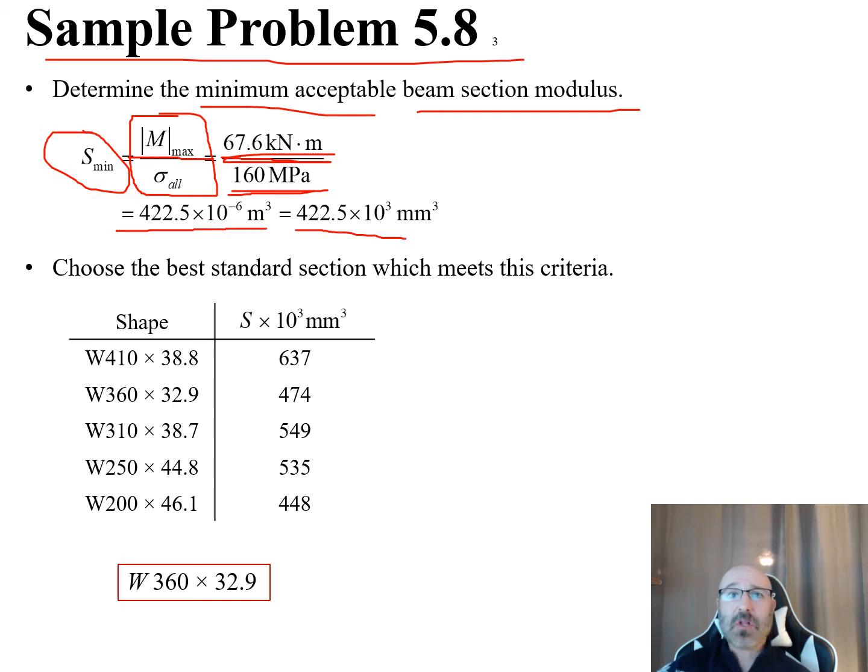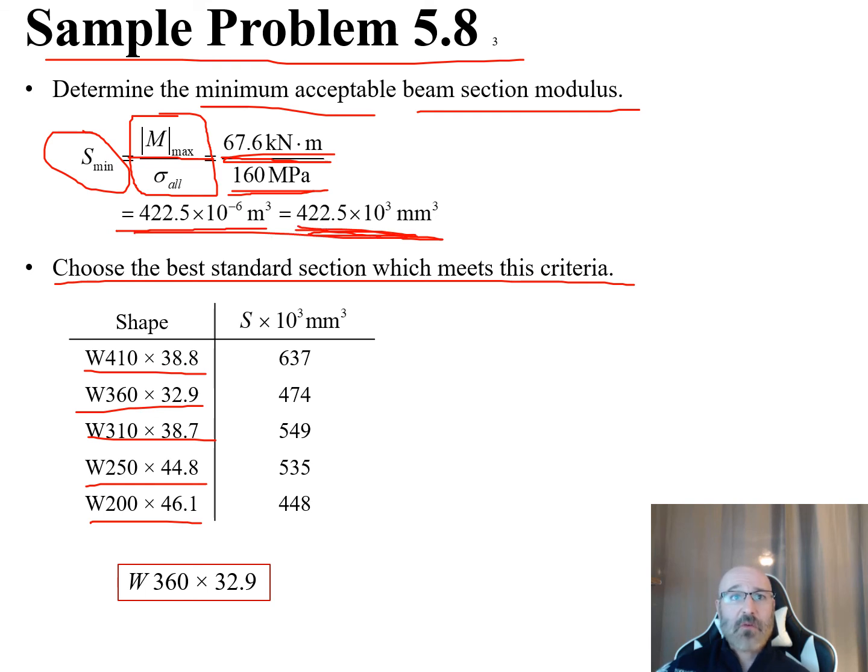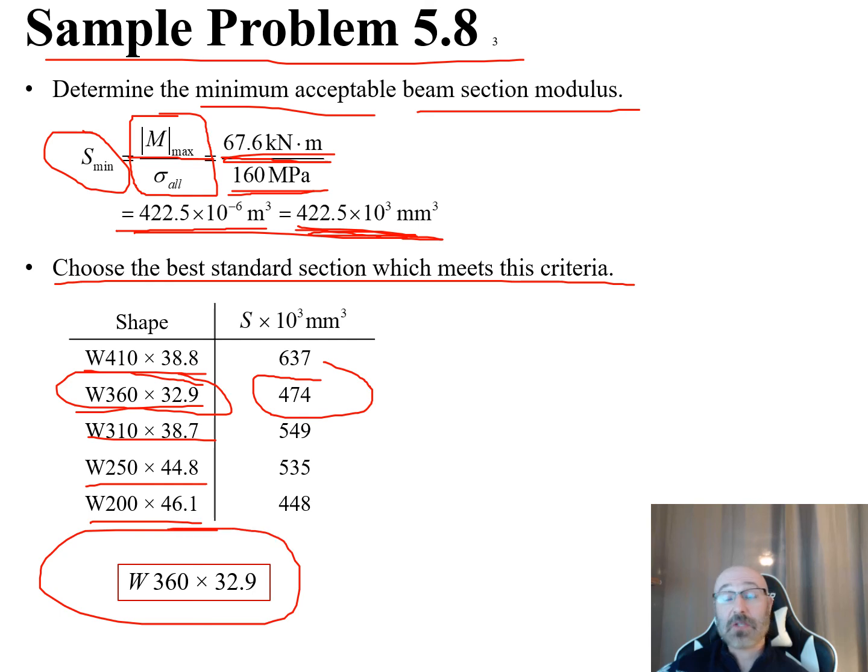Or we can put this down into millimeters cubed right there. And the reason we want to do that is if we go back to that Appendix E in our book, and we want to choose the best standard section that meets this criteria, we can take a look at all of these different shapes in the Appendix E in the back of the book right there. And what we see is the closest one to this right here is our 474 right there. So this is going to be a W360 by 32.9 shape that's going to meet our criteria the best. So this is a great example of a design problem where they gave us this information, and we had to calculate all of this from the given information in order to choose the best standard section, which we did from our Appendix E in the back of our book.